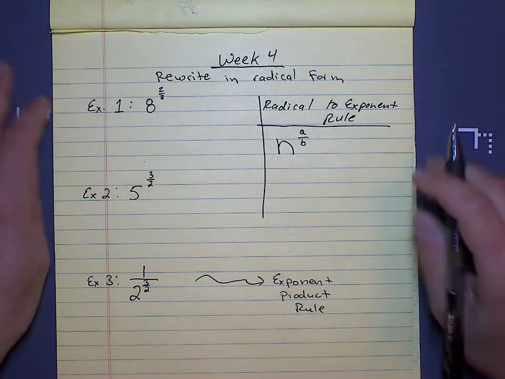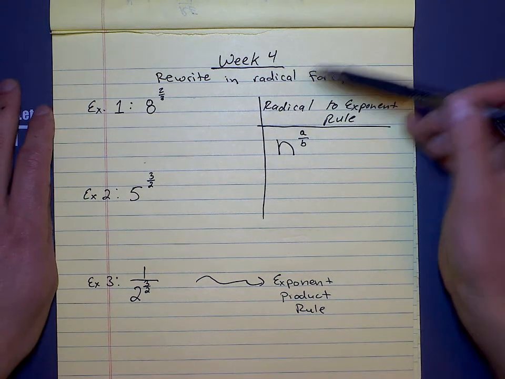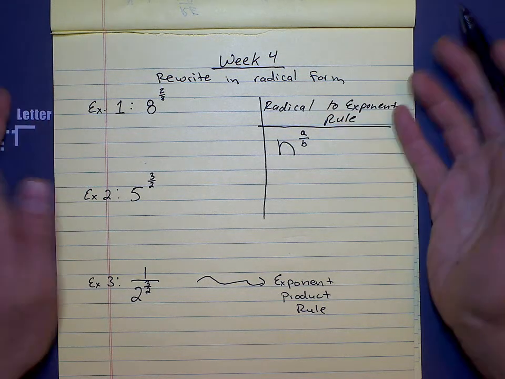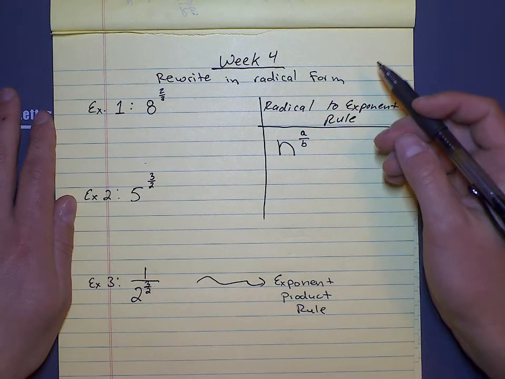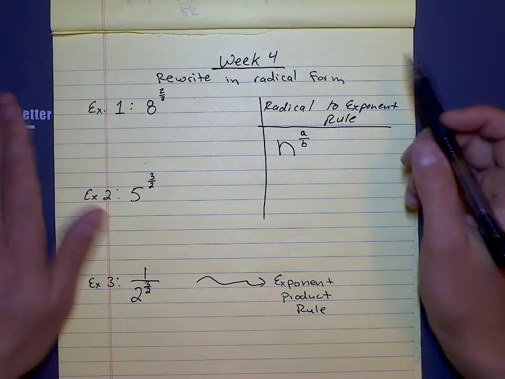Hey guys, this is Mr. Drabinski, and in week 4 we're going to be looking a little bit more at the relationship between exponents and radicals. The skill we're going to practice here is to rewrite exponents in radical form.